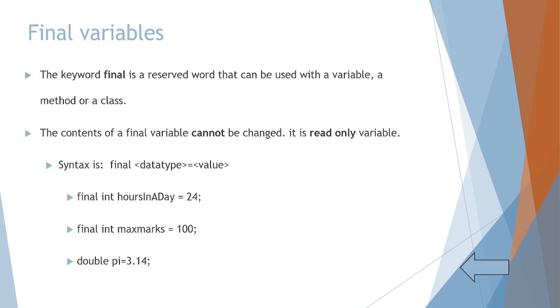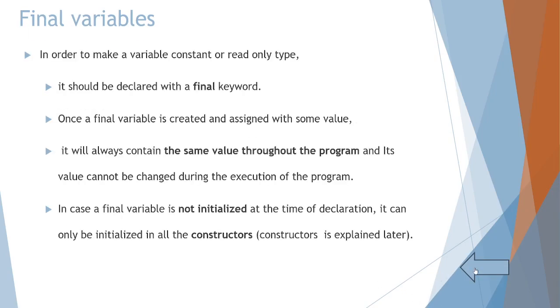Then final int maximum marks is equal to 100. That means, from first to fifth class, no sciences are there. I want 100 marks or 50 marks, whatever it may be, final cannot be changed. The value of pi, 3.14, nobody can change. It is a constant. Final means constant, read only. A normal variable can be changed.